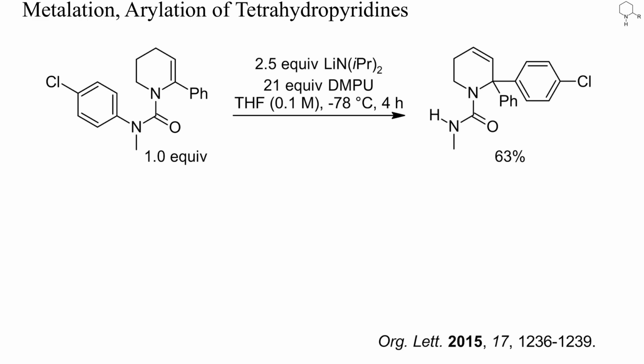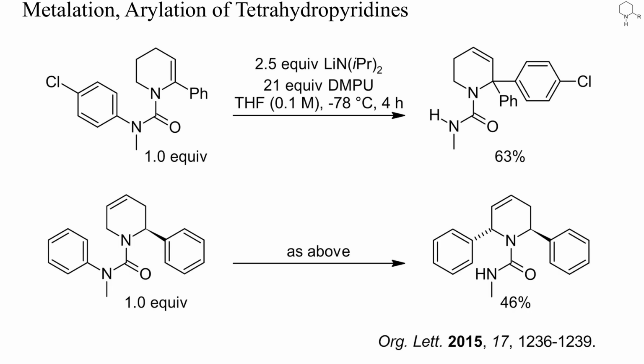Here, an enamine-derived urea was rearranged by treatment with LDA. A remarkable aryl group migration occurred with high regioselectivity. A similar allylamine-derived urea could also be rearranged under these conditions, but a 2,6-diphenyl tetrahydropyridine resulted instead. So, the predictability of this chemistry isn't great.